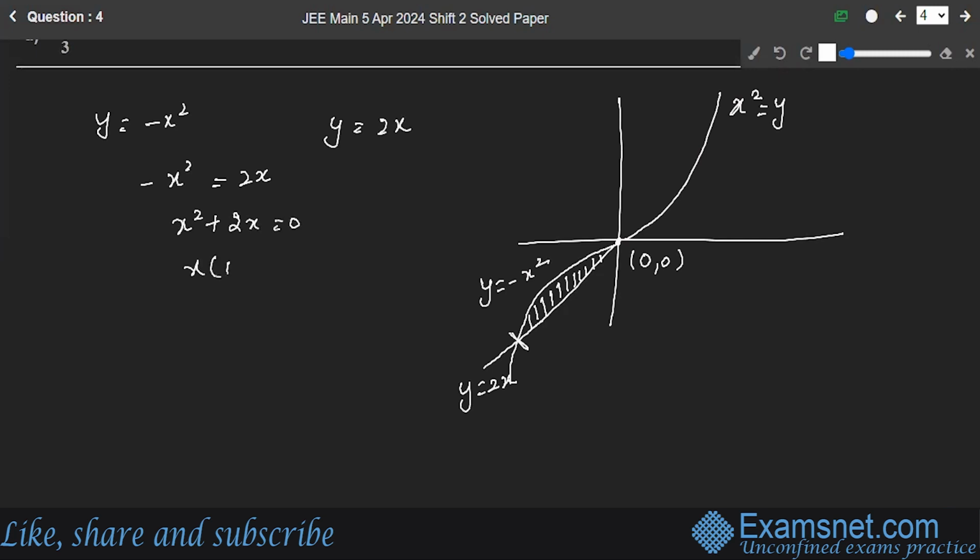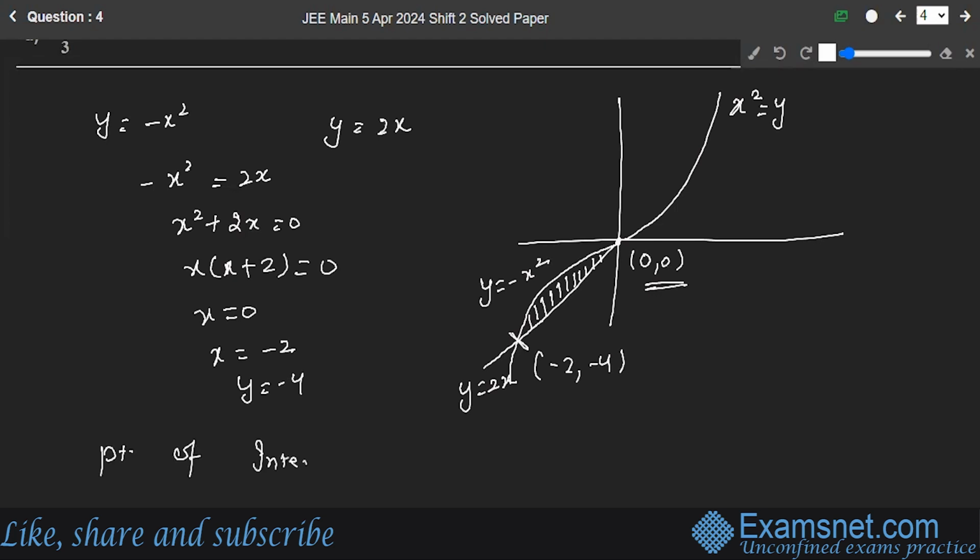This gives me this. So either x can be 0, which we already have seen, and the second one is when x is equal to minus 2. When x is equal to minus 2, y will be equal to minus 4. So this is your second point, minus 2, comma, minus 4. Therefore, the points of intersection for both are 0, comma 0 and minus 2, comma minus 4.